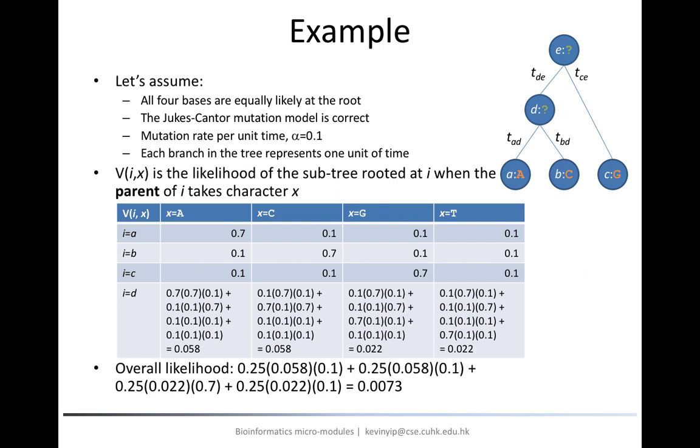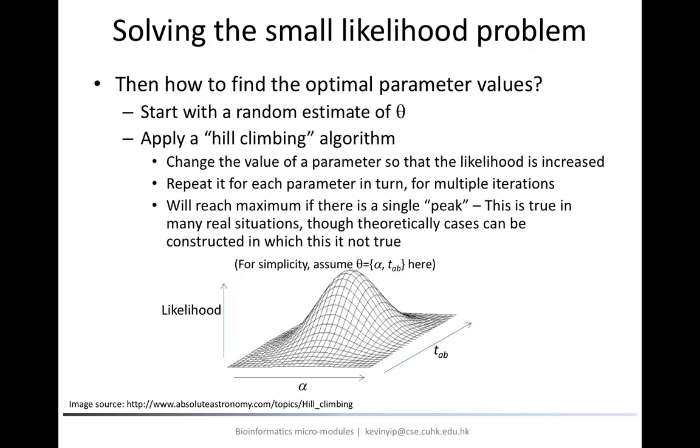Now we have seen how the likelihood of the tree can be computed even when the sequences at the internal nodes are not known. However, the calculations still require the mutation rates and branch lengths to be given. How do we solve the maximum likelihood problem in which the values of these parameters are not known? Again, this is a searching problem, with the search space defined by these parameters.